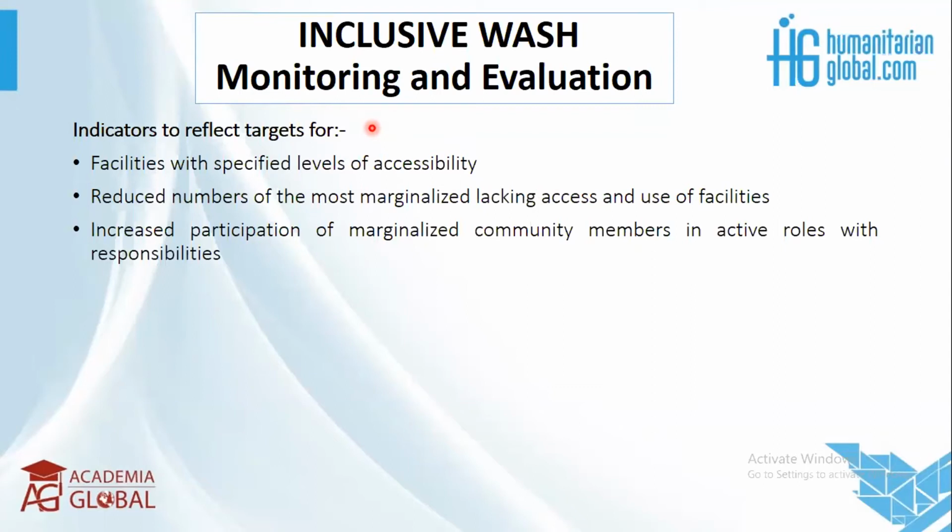So it's not just about 20% of people accessing water, maybe 40% accessing sanitation facilities, but we need to disaggregate our data more and look at, okay, as much as we're saying people are having access to water, what are the levels of accessibility for the different groups within the community? For the most marginalized, for example, how many really have access and how many are still having difficulties? And in terms of participation, how many people or groups are participating in active roles and responsibilities?